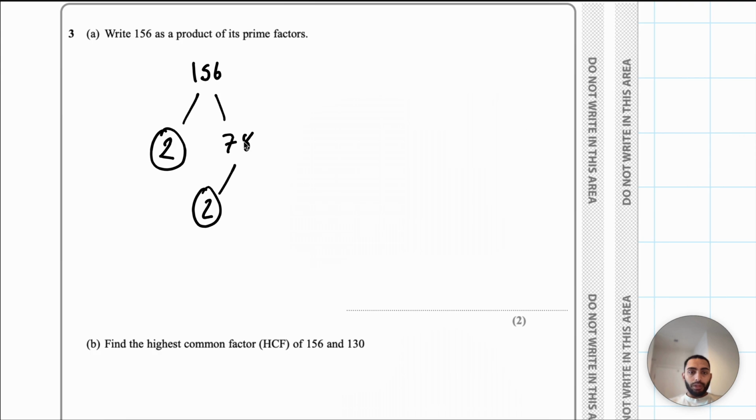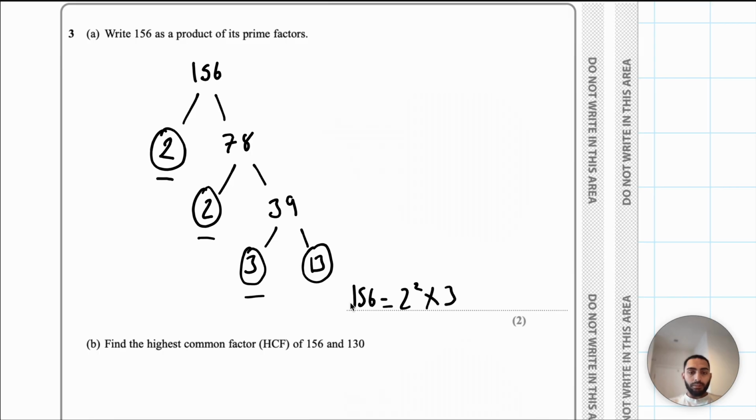So that's a prime. Half of 78 is 39, and we need to think of factors that go into 39. So it divides by 3, so 3 is a prime, and 13 3s go into 39. And 13 is also a prime number. Just finishing this question off, we write 156 is equal to 2 to the power of 2, 2 squared, times the 3, times the 13. If you want to check this, you can multiply all of these out and you should get 156.